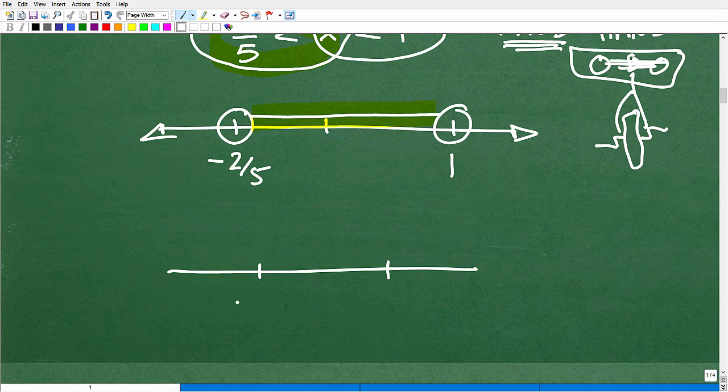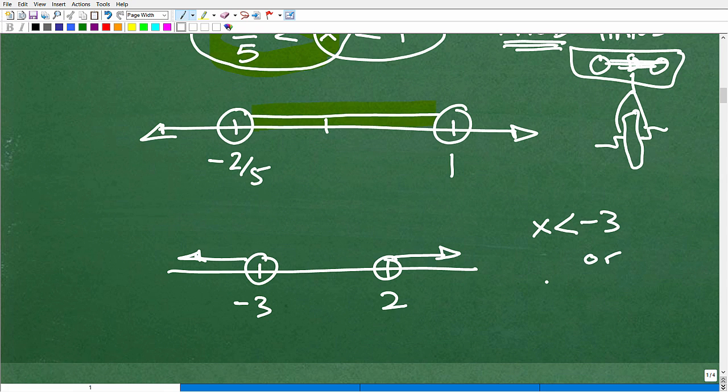Now, let's do that. Let's use different numbers, -3 and 2. Now, what if I had this graph? What is this saying? This is saying all x's that are less than -3, or all x's that are greater than 2. Can't be both, right? So all x's that are less than -3 is a solution to this particular inequality, or all x's that are greater than 2.